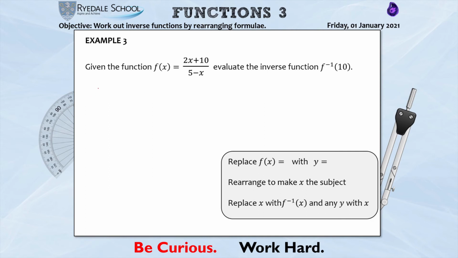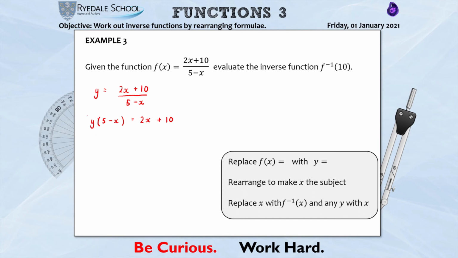So let's set up the initial formula that we're going to rearrange. So remember, I'm swapping the f(x) for a y, and it equals (2x + 10) divided by (5 take away x). Okay, now the first thing that I'm going to do is get rid of this divide by (5 take away x) by multiplying it onto the other side. So all I've done is taken the (5 take away x) to the other side. It's going to be multiply.